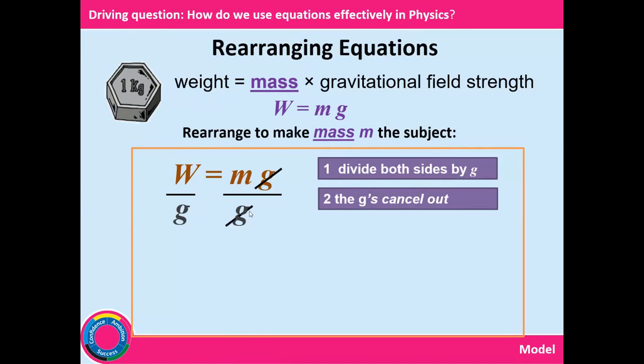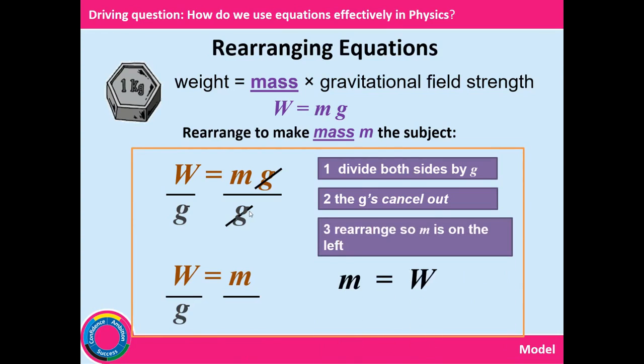Having cancelled out the g on the right-hand side, we're left with w divided by g equals m. All we need to do is rearrange the equation such that the m is on the left-hand side. So we have m equals w divided by g. And that is how you rearrange the equation to make m the subject of the formula.